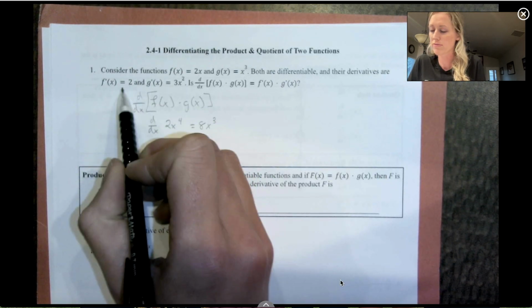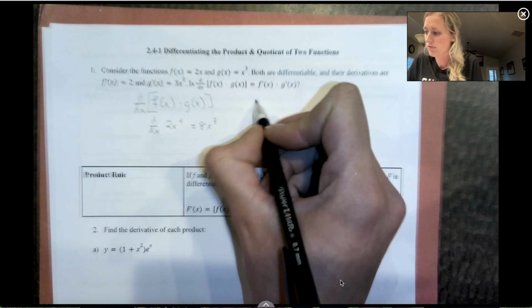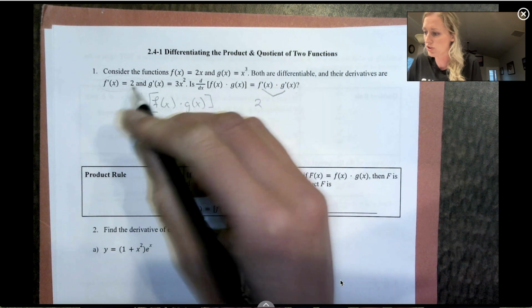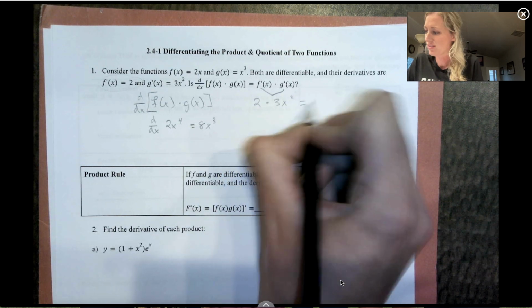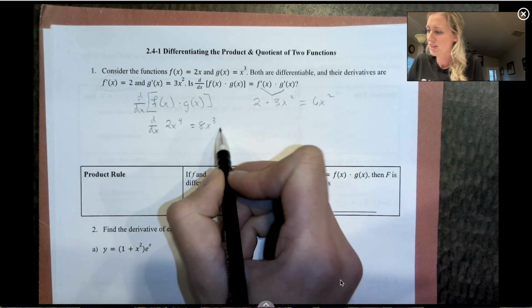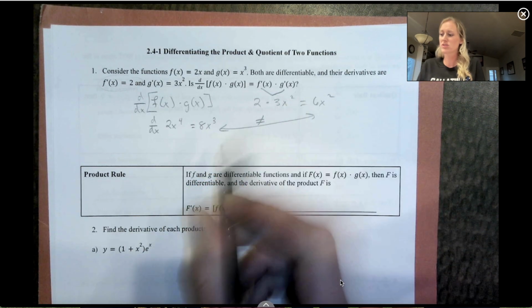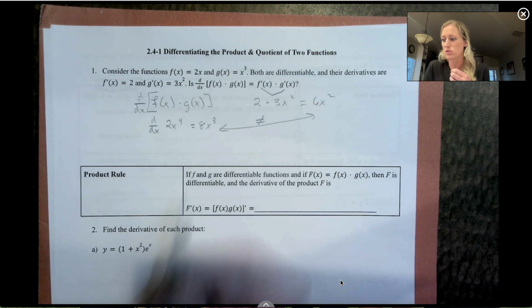So if we did the derivatives first and then multiplied, the derivative of f is 2 times 3x squared, and we get 6x squared. So those are not equal. That relationship is not true. I can't take the derivative of each part first and then multiply. We don't get the same thing.